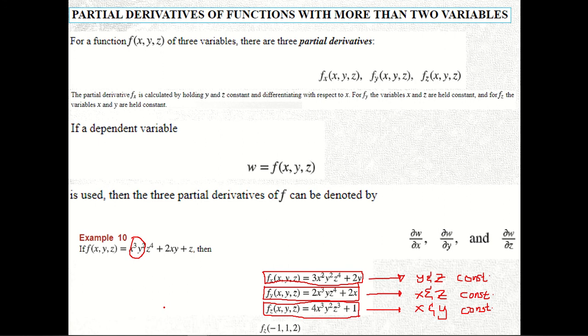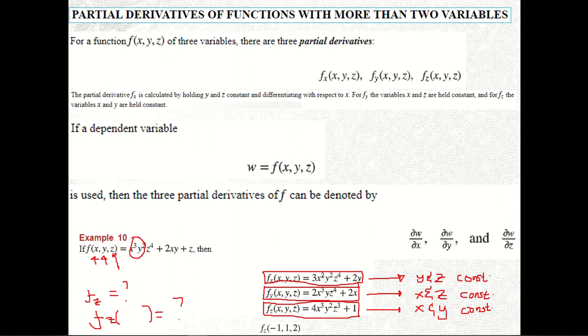By the way, if you are given, say, the values of x, y, and z, so assuming this is given, this is also given, and you are asked to find, for example, f sub z. So you are given the values of x, y, and z. So you have f sub z, then you have something here inside the parentheses, then you're asked to evaluate. Okay, so like this one here.